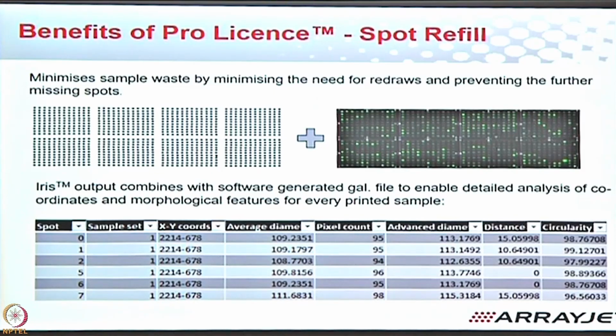So if you've done some work with GAL files probably before, you probably have an idea, or I can take you in detail offline with how you can do this, where it will tell you exactly, this is my spot 0, sample set 1, this is my diameter, this is my pixel, this is my advanced diameter, this is the distance, this is the circularity 98%, which is almost 99%. So the morphology is extremely round. So you've got a nice, good protein content in that one spot.